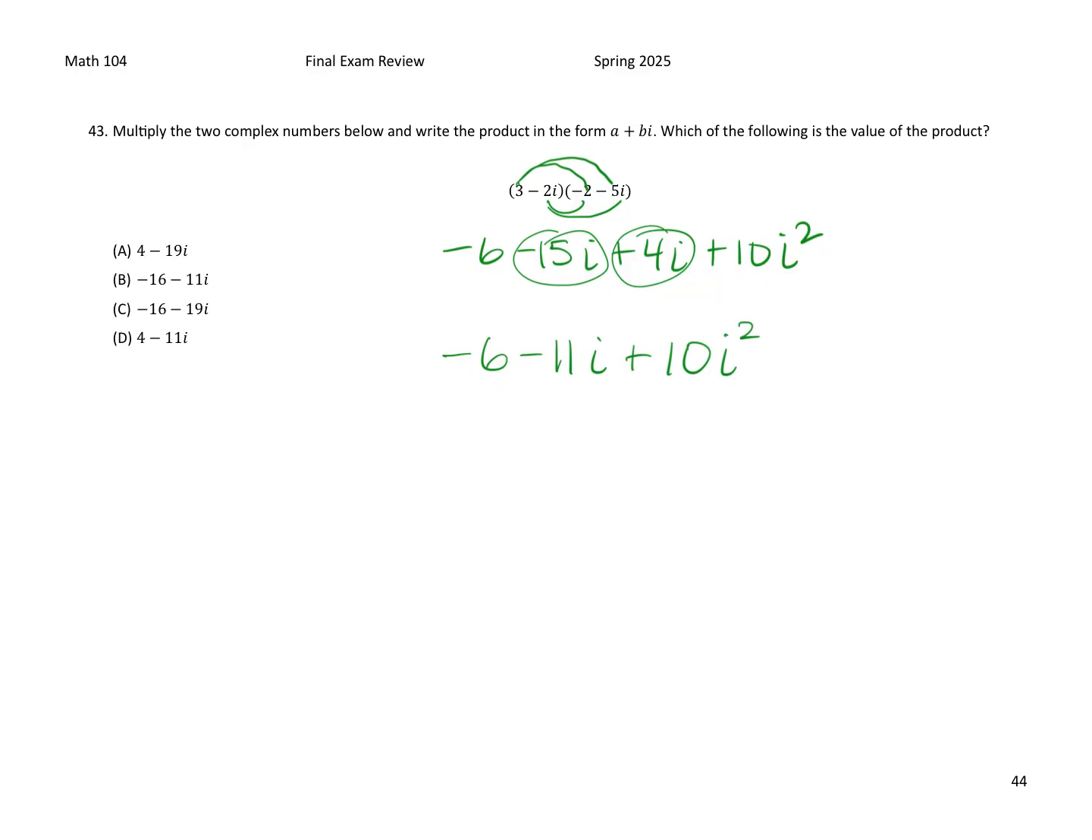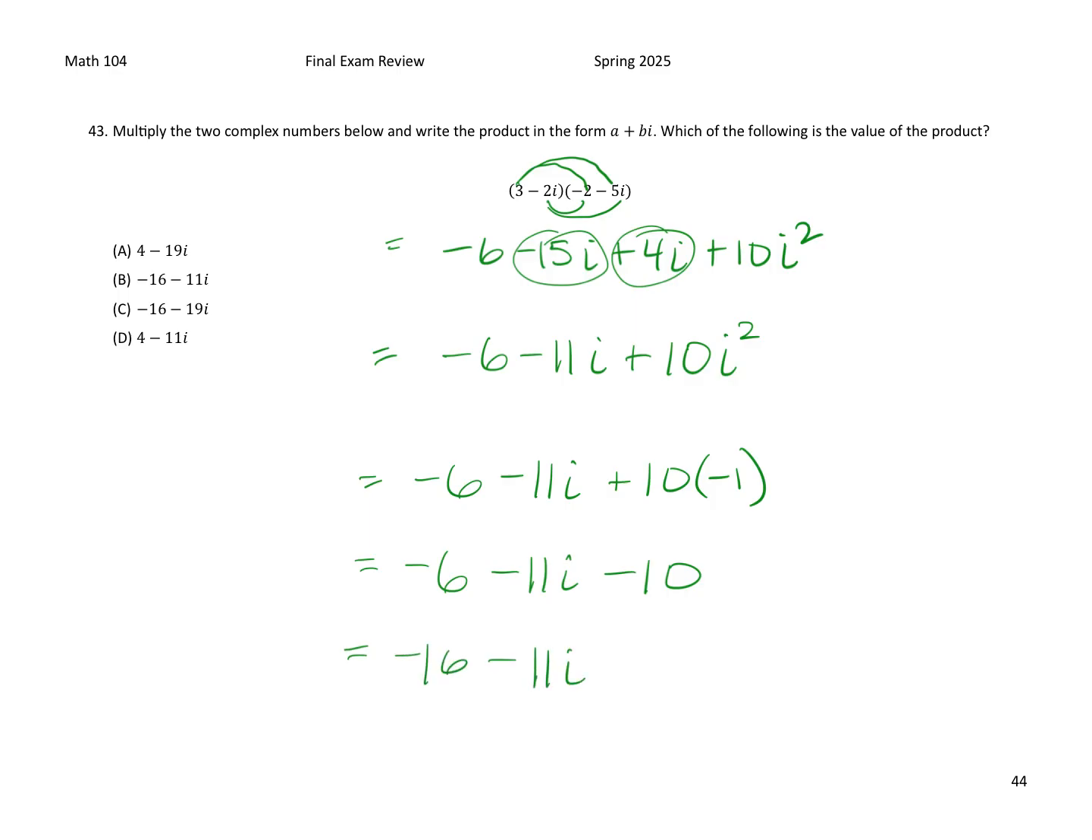But i squared is really -1, so this is -6 minus 11i plus 10 times -1. So -6 minus 11i minus 10, and -6 minus 10 is -16 minus 11i. That is option B.